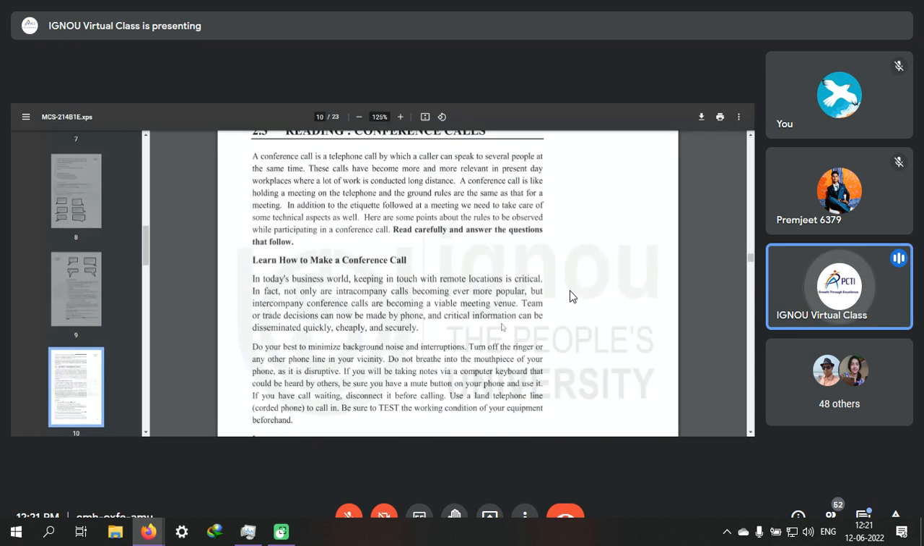Okay, reading conferencing call. If you are connected to other places also, that is time saving. There's time saving and the message reaches on time. When we are giving a conferencing call, there is no background noise, no interruption, and all equipment works properly. In that way, you can do the conferencing call.